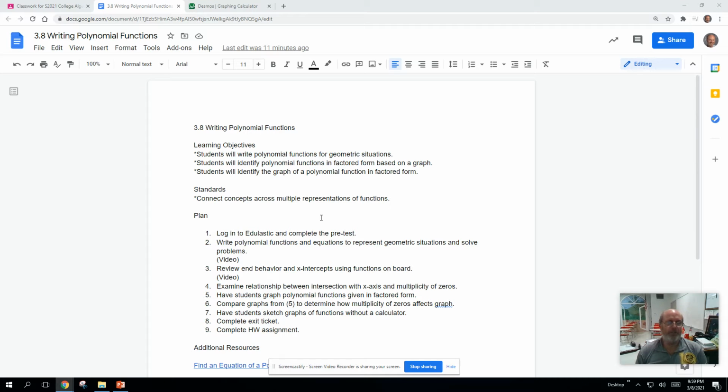Okay, it's another virtual day in college algebra. We're doing 3.8. We're going to write polynomial functions. We're going to learn objectives. Students will write polynomial functions for geometric situations.